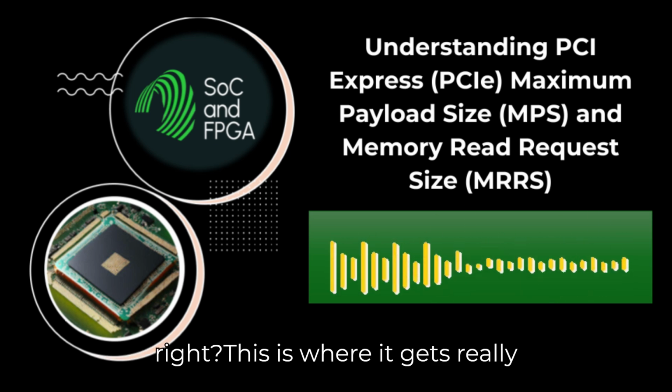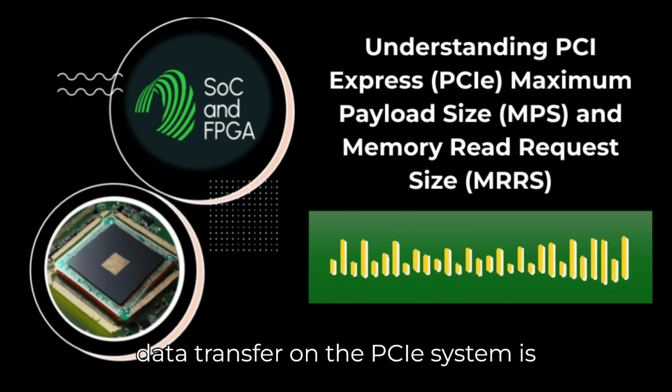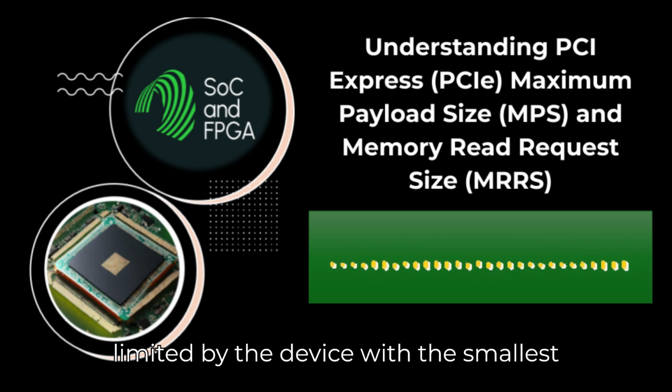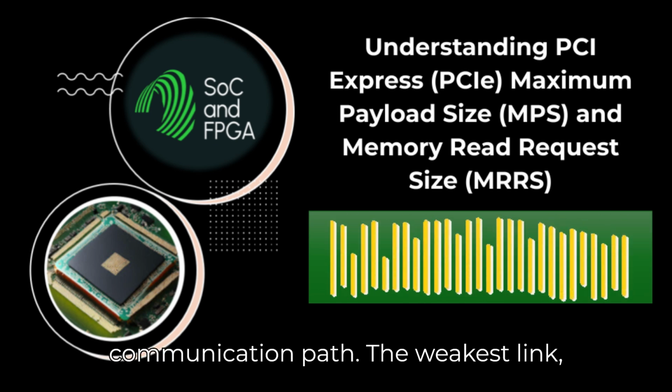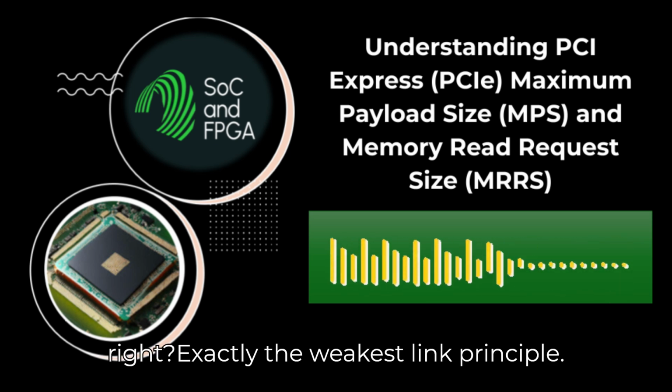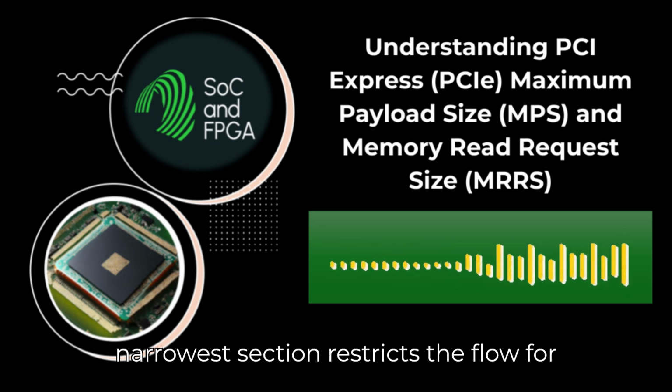values? Right, this is where it gets really interesting and kind of crucial for performance. The operational MPS for any data transfer on the PCIe system is limited by the device with the smallest MPS capability along that entire communication path. The weakest link, right? Exactly, the weakest link principle. So it's like a water pipe. The narrowest section restricts the flow for everything.